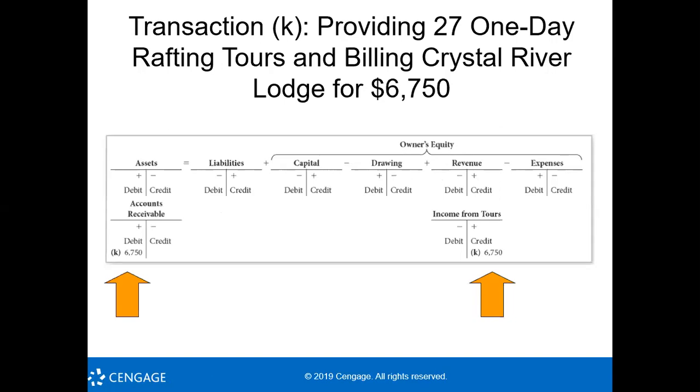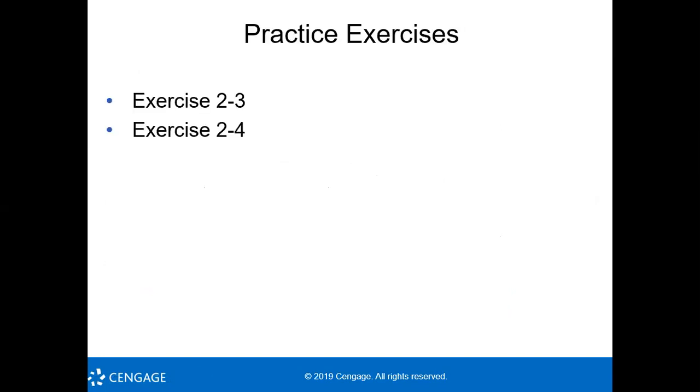So what's happening here is we've got accounts receivable going up because we're sending these customers a bill. They owe us this money now. And this is one of the ways we earn revenue. So then we've got income from tours, or our revenue account, going up. So that happens with a debit to accounts receivable and a credit to income from tours. Credit to the revenue account, essentially.